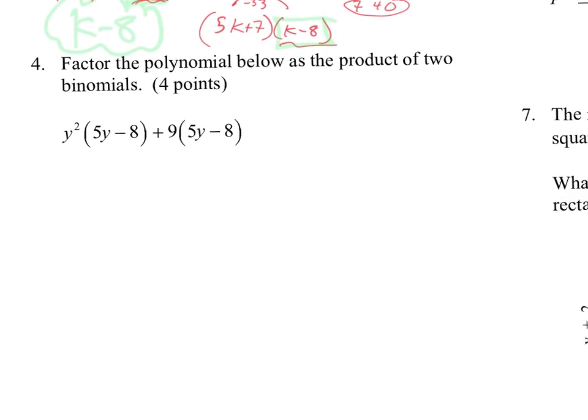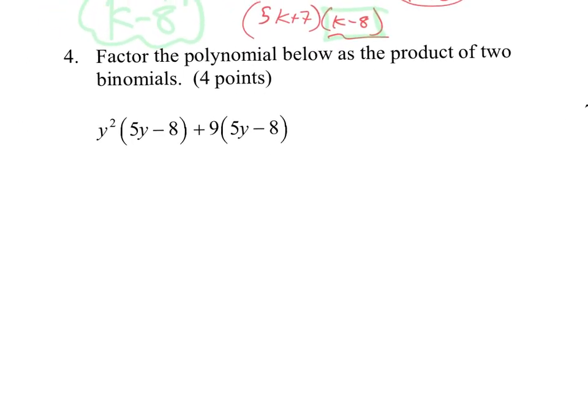Okay, this one right here, number 4, this is a question that students always get stuck on, and it's actually one of the easiest questions on here. Look, this is saying y squared times 5y minus 8 plus 9, also times 5y minus 8. What is the greatest common factor? It's 5y minus 8. It is. So I could actually factor out a 5y minus 8. I'm literally going to just factor out a 5y minus 8.